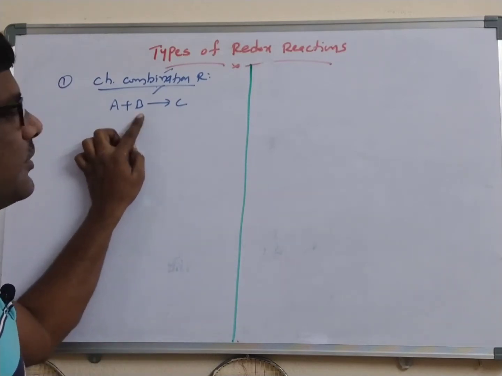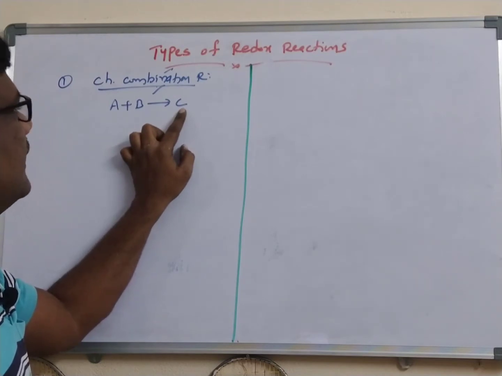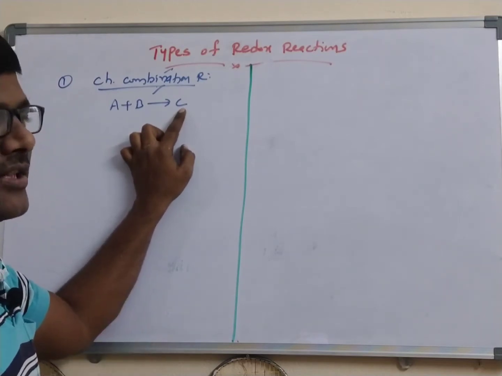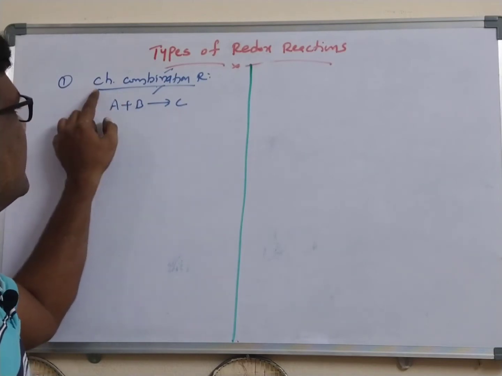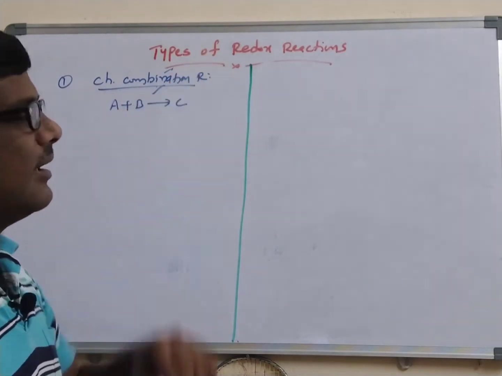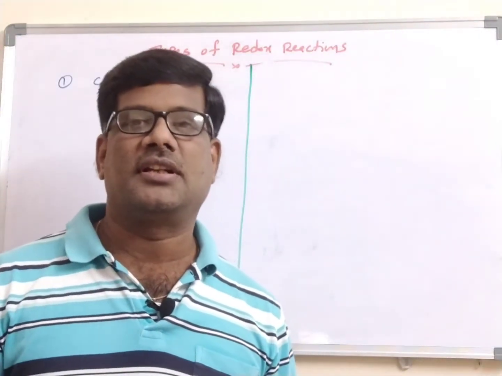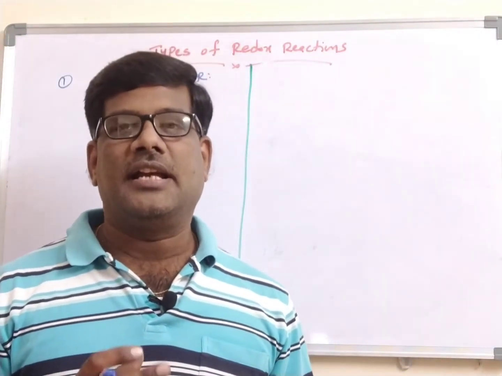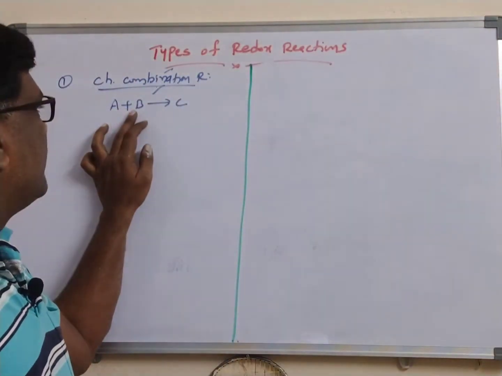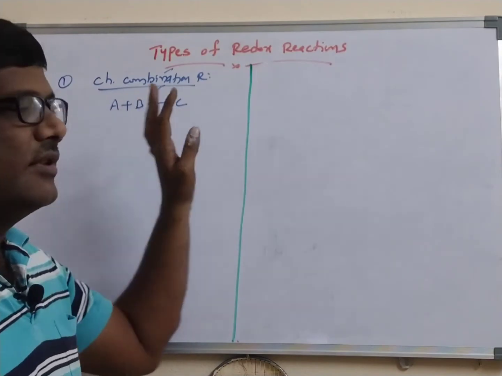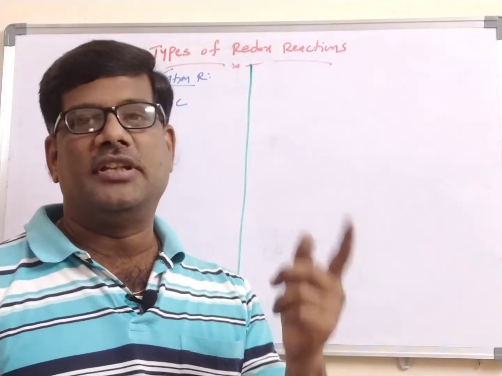Two or more than two elements combine with each other, they give you the product or compound, and this is a redox reaction. Both oxidation and reduction take place in this reaction. Then the reaction is said to be the chemical combination reaction. So the definition of the chemical combination reaction: a redox reaction in which two or more than two elements combine with each other to give the product is called the chemical combination reaction.